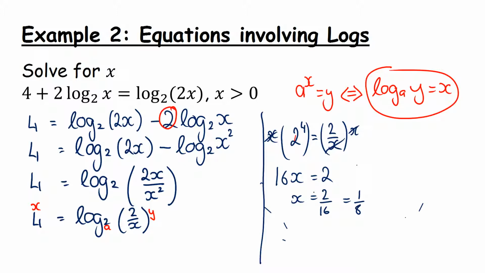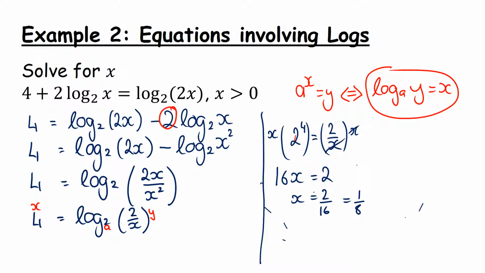Oh, apologies. So we have an x here. So 2 to the power of 4 is 16, so we have 16x equals 2. So x is equal to 2 over 16, which simplifies to 1/8. Okay, so that is how we would go along to solve the equation.